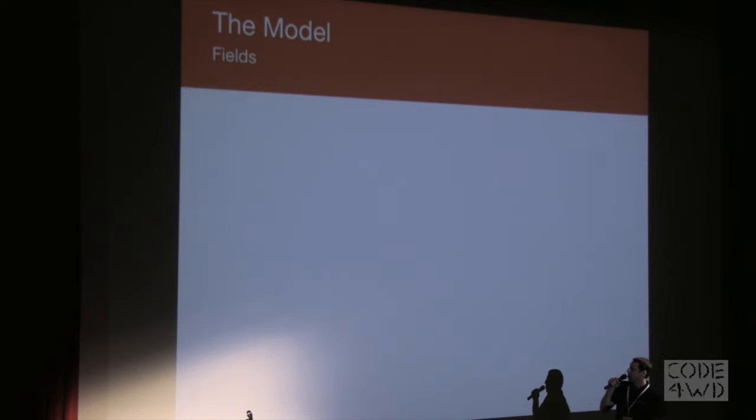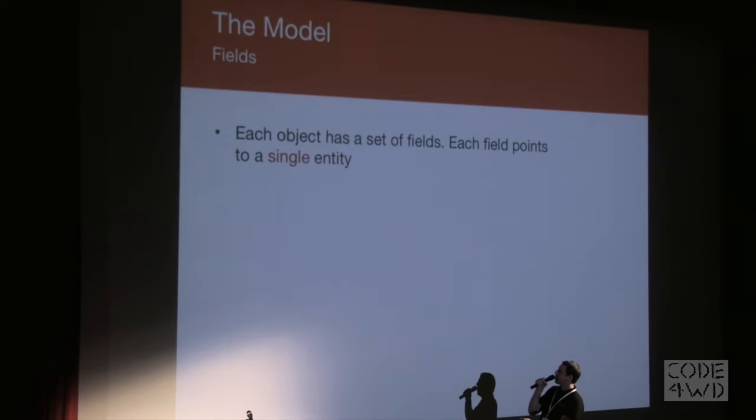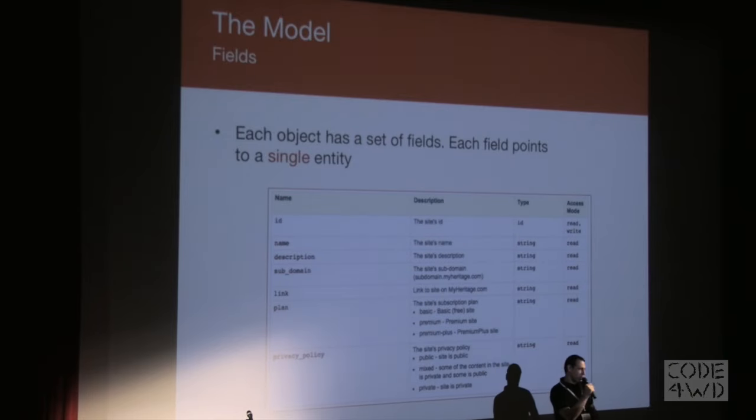Okay, let's talk about some of the fields. Each of the 500 different objects in the system has a set of fields that are either writable or readable. This is just an example for the site object. You can see we talked about it a few seconds ago. We have a name, description, the plan, a type for each one, and whether each one is readable or writable. And a description. All of this is available through the Family Graph portal. This is the documentation that's being created by us.